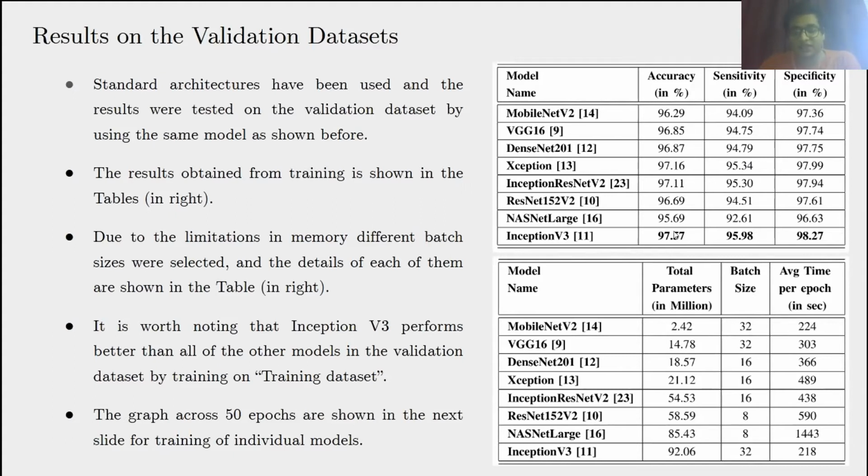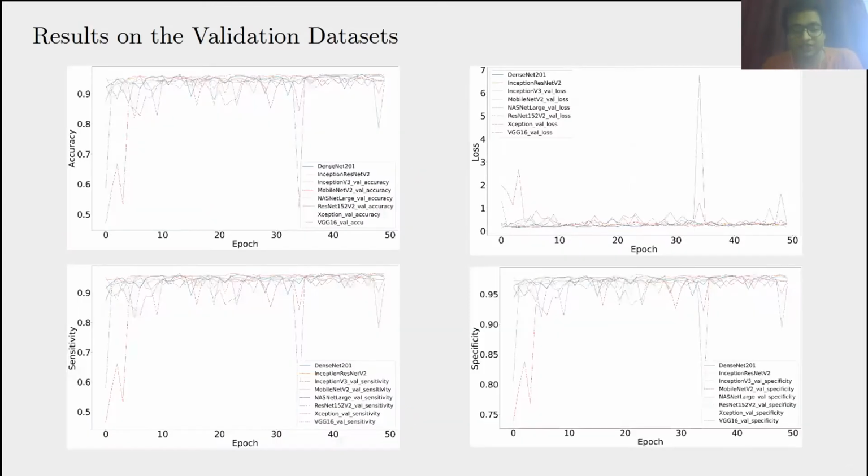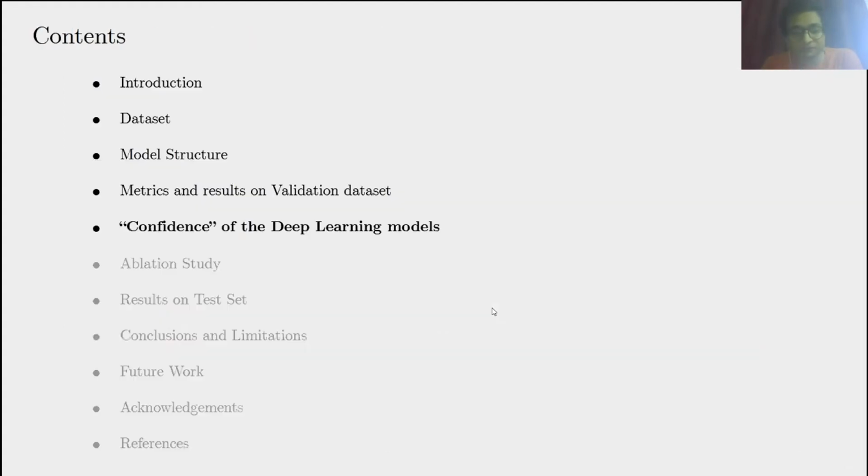We can see that Inception V3 gives an accuracy of 97.57%, sensitivity of 95.98%, and specificity of 98.27%. We have also plotted the graph across 50 epochs, which is shown in the next slide. We have plotted the graph for accuracy, loss, sensitivity, and specificity for all the 8 models that were taken into consideration.